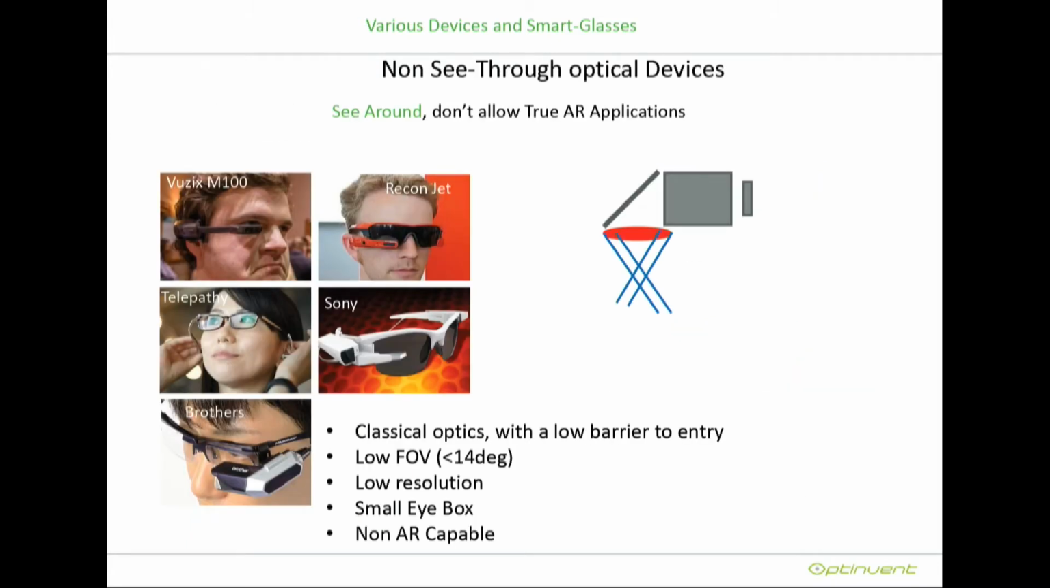Now, the other systems, we call them see-around. It means these systems are not transparent. However, you could still see around them, like Vuzix M100 or 200, Recon Jet. So these systems are still small. They could be used in a warehouse, but you cannot do true AR applications with them. The optical system is very classic. You have a folded mirror with a lens, and the field of view is small, because if the field of view is too large, the system becomes very cumbersome in front of the eye. And it has a low barrier to entry. Anybody could do a design. Any student in optics can design this.